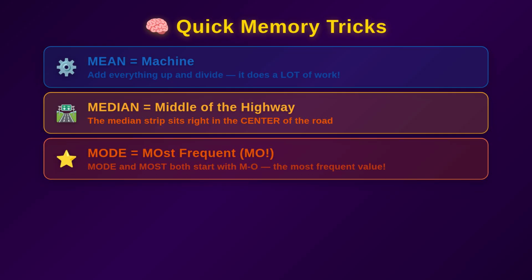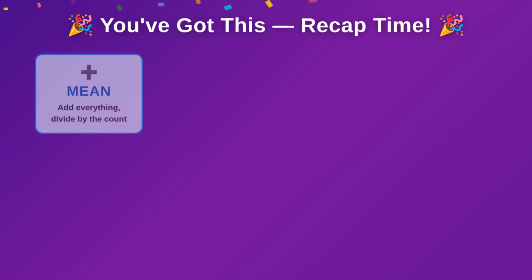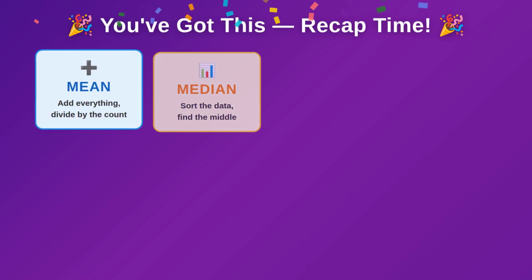Before we wrap up, here are Maya's favorite memory tricks so you never mix these up. For mean, think mean sounds like machine, a machine that does a lot of work adding and dividing. For median, think of the median strip in the middle of a highway. It's always in the center. For mode, mode and most both start with the letters MO, the most frequent value. And range, think of a mountain range stretching from the lowest valley to the highest peak.